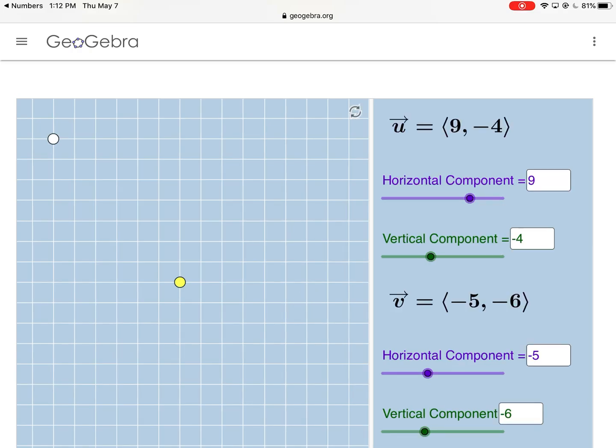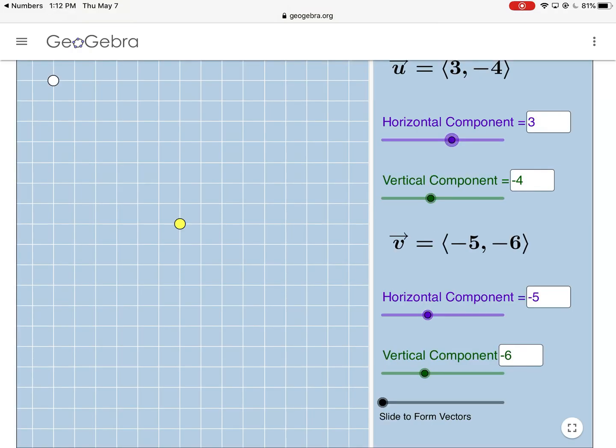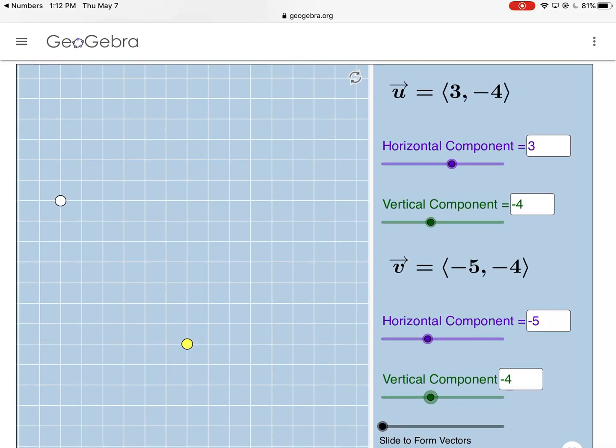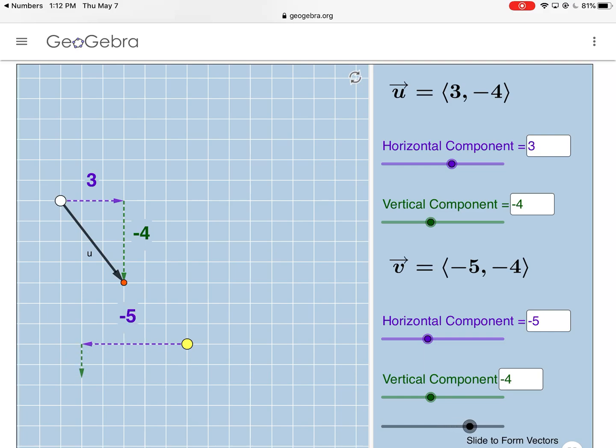All right, so let's actually shrink these down a little bit. There we go. All right, so here I have vector U and vector V that I'm trying to add together. Vector U has components of 3, -4. Vector V has components of -5, -4. So the first thing I'm going to do is form these vectors. So here would be vector U, and then here would be vector V.